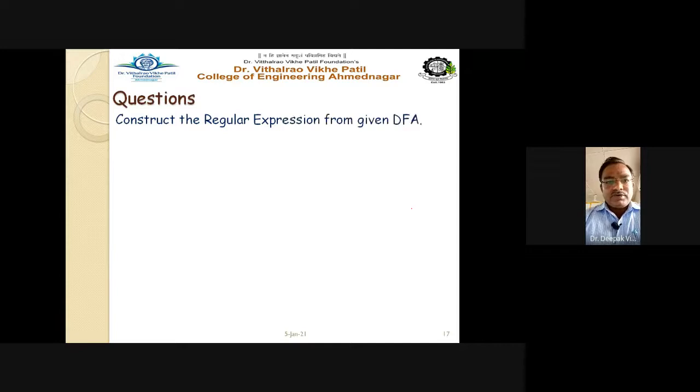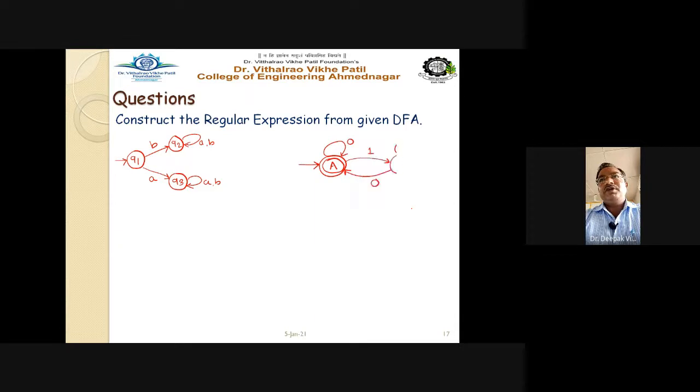So there are a few questions based on the topics which we have discussed. Construct the regular expression from the given DFA. First, an automaton is given here: Q1, Q2, Q3, and their transitions are shown. The next automaton has states capital A and capital B with transitions on 0 and 1. The next automaton has Q0, Q1, and Q2, Q2 being the final state, right? Q0 on 0 goes to Q1, Q0 on 1 goes to Q1 itself, whereas Q1 on 0 and 1 both goes to Q2. So this is the third question.